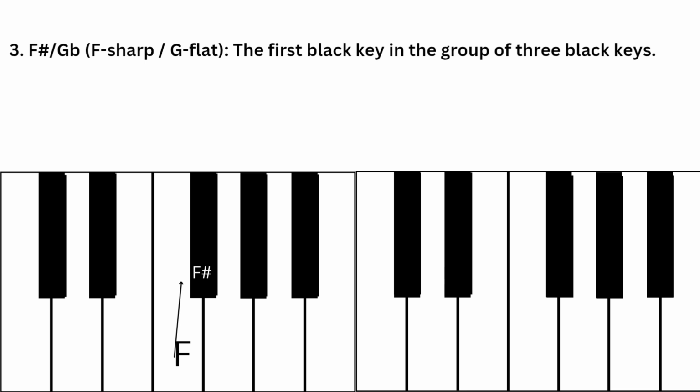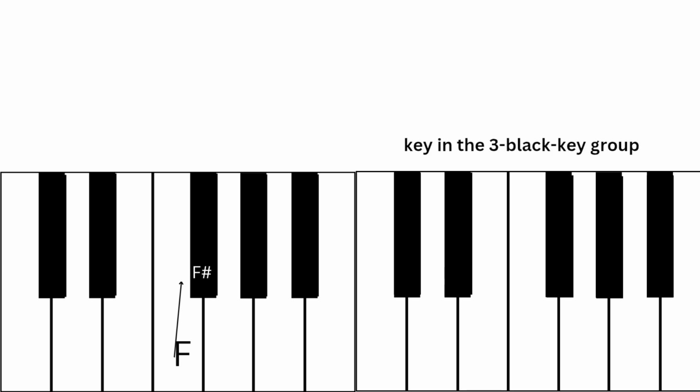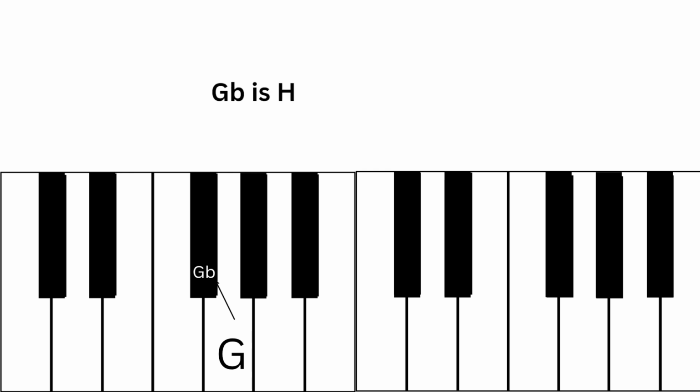F sharp or G flat is the first black key in the group of three black keys. F sharp is a half step above F and G flat is a half step below G. Found between F and G.